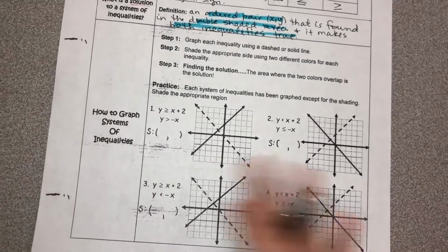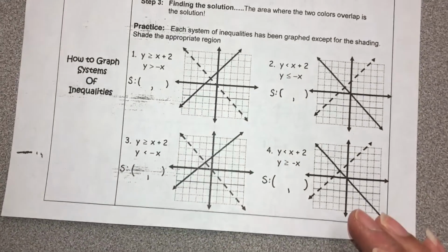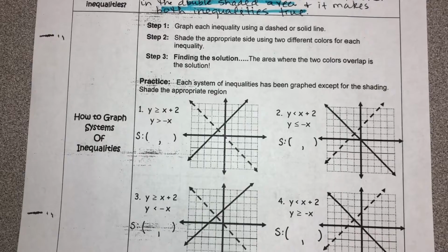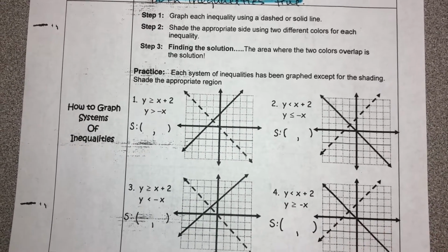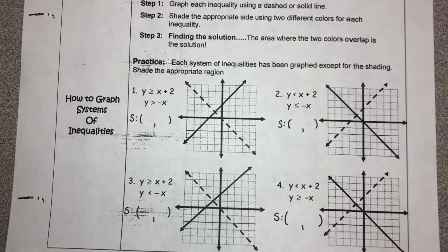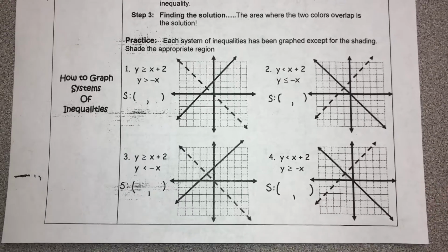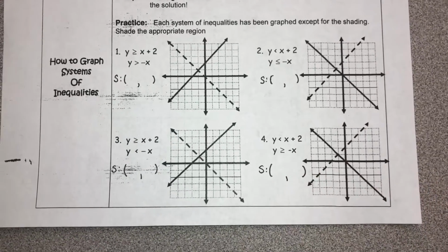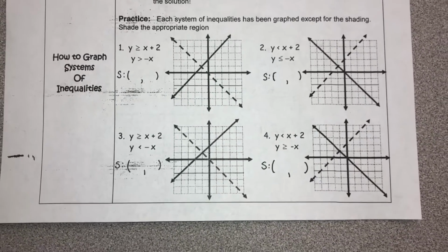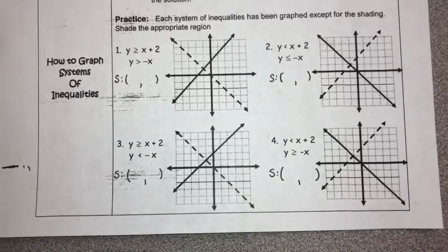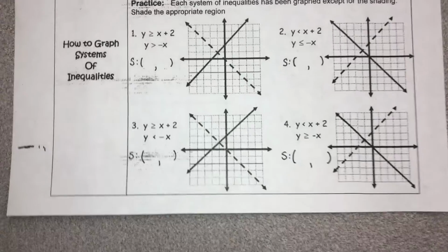So let's go ahead and practice with some that I have down here. Step 1, we're gonna graph each inequality using a dashed or a solid line. Step 2, we're gonna shade the appropriate side using two different colors so that we can distinguish each inequality. And then we're gonna try to find a solution, okay? Now, one recommendation I have is when you are graphing two inequalities, you gotta graph one inequality first, do your shading for that one, then do the other one. I have students that graph both inequalities and then do the shading at the end, and then it gets confusing as far as to where to shade, okay? So do one whole inequality completely.